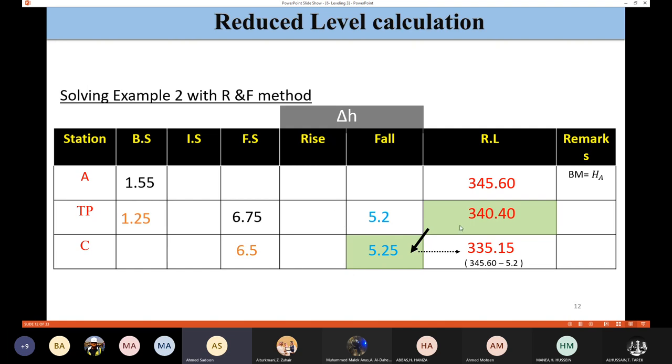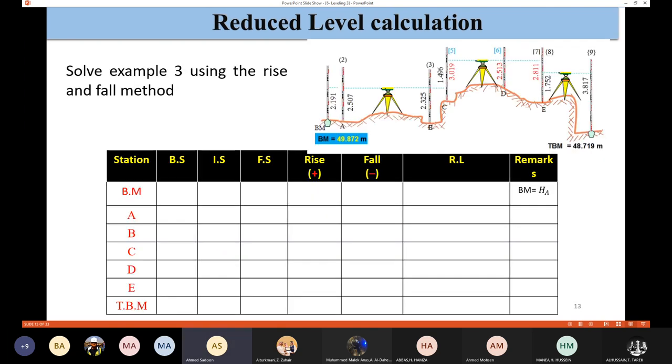Then the reduced level of the current point is going to be the reduced level of the previous point plus or minus the difference. If the difference is the rise, then I'm going to add. If the difference is fall, then I'm going to subtract. Now look at this complicated example.